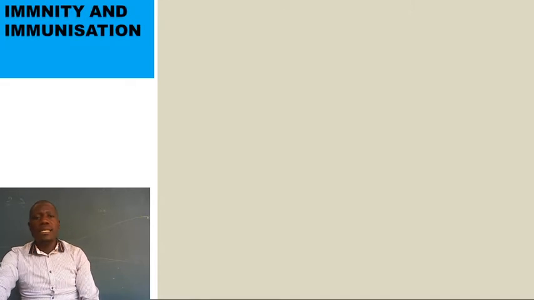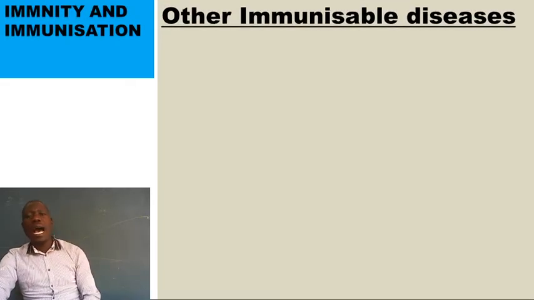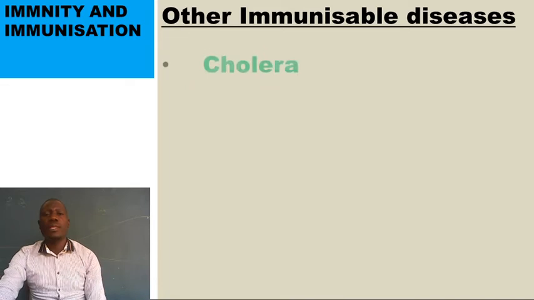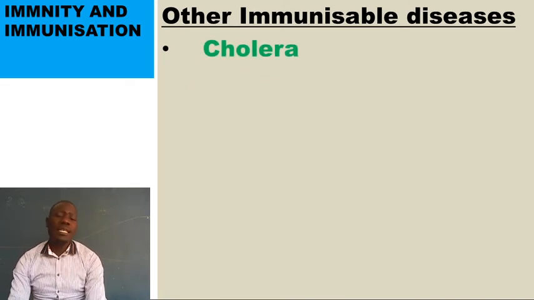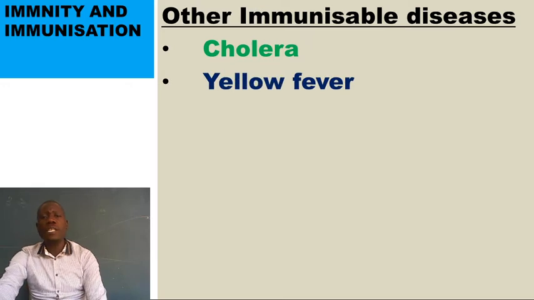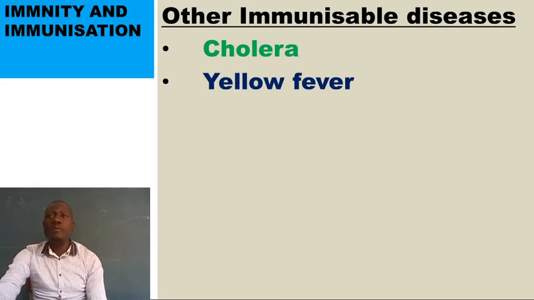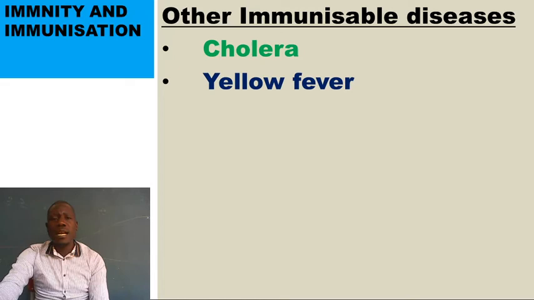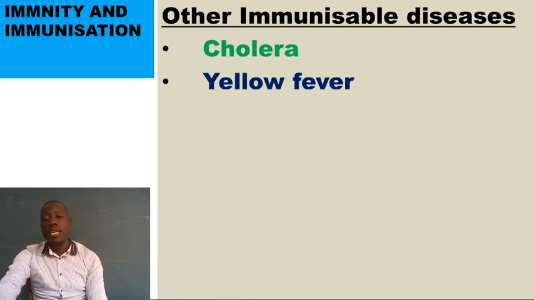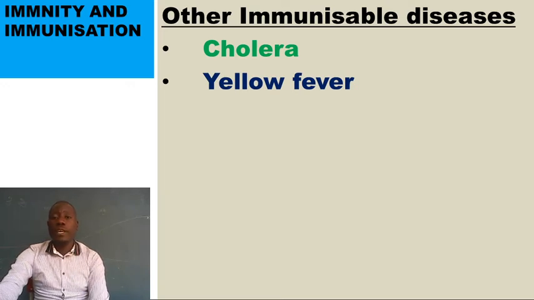What are these diseases which we call other immunizable diseases? Number one, we can be immunized against cholera. Cholera is a very dangerous disease, and we can get immunized against it, such that when other people in that same area are suffering from it, you may not suffer from it. We have a disease called yellow fever. I believe some of you have been moving up countries or outside the country. You have been going for the yellow book, and they have to give you the injection for yellow fever.